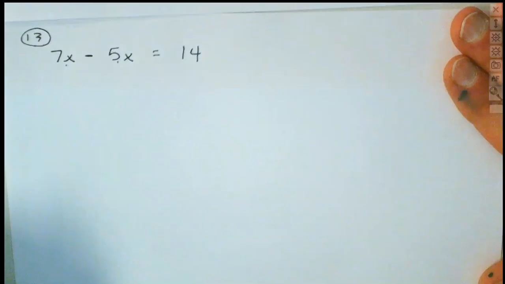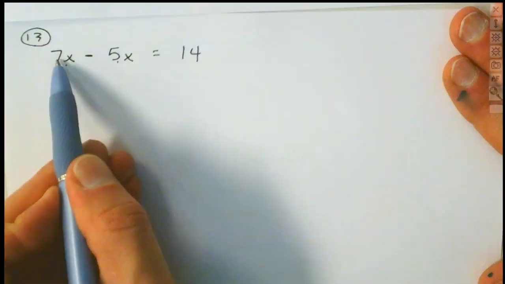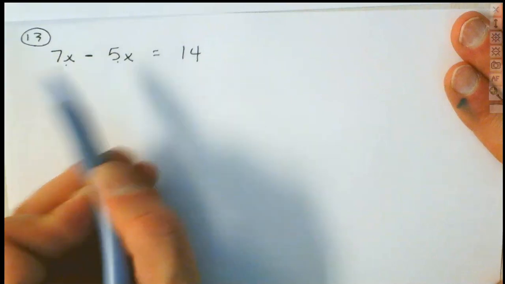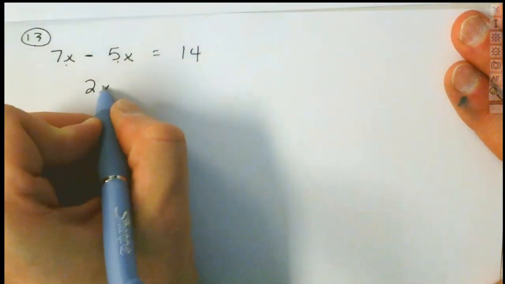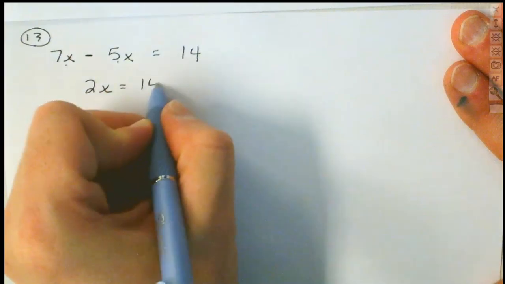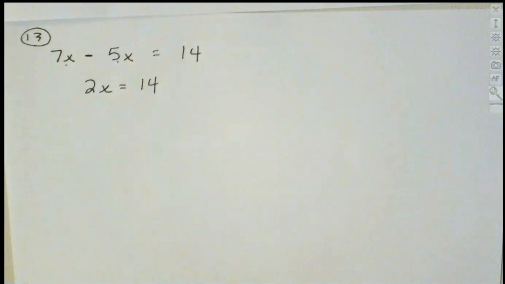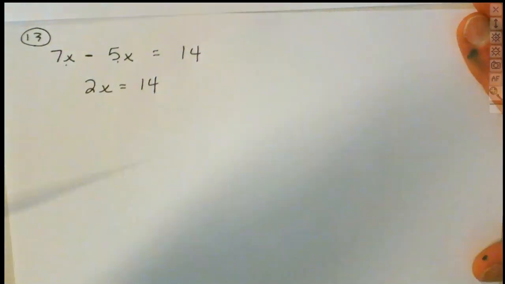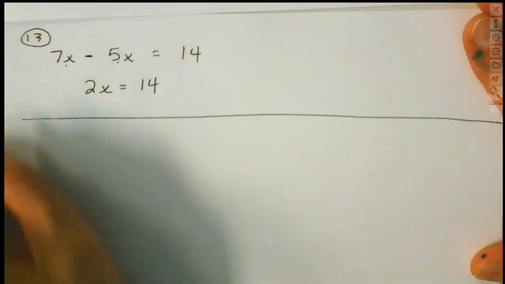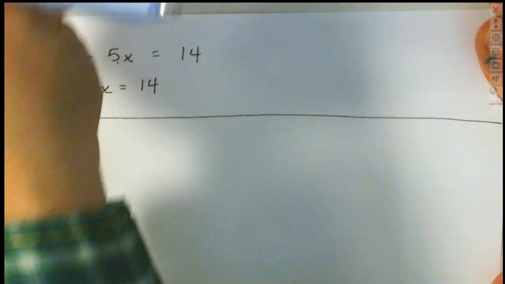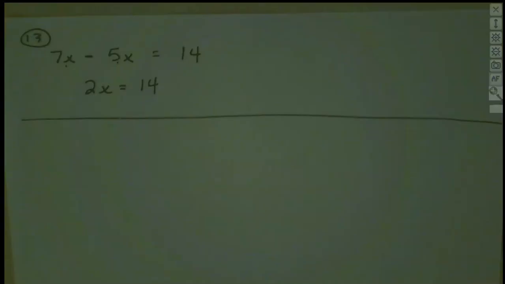And we can do one more step. These can go together, and we'll learn more about this later on. 7x minus 5x makes it a 2x. And that equals 14. In the next chapter, we're going to learn how to solve this. You may already know how to do it by dividing, but we'll cover that in detail in the next chapter. So that is question 13.